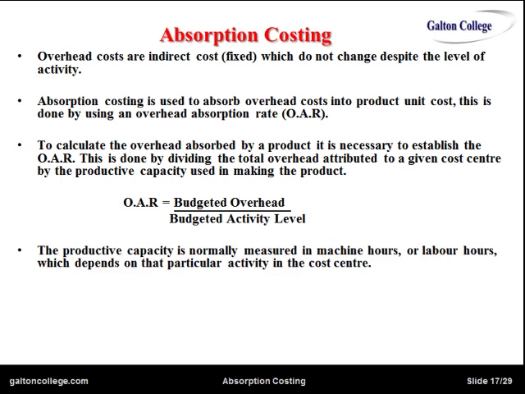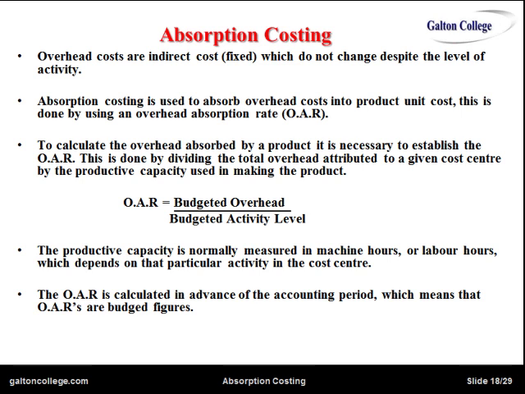The productive capacity is normally measured in machine hours or labour hours, which depends on that particular activity in the cost centre. So, the OAR is calculated in advance of the accounting period, which means the OARs are budgeted figures. So the overhead absorption rate figures are budgeted. They're calculated before production takes place.